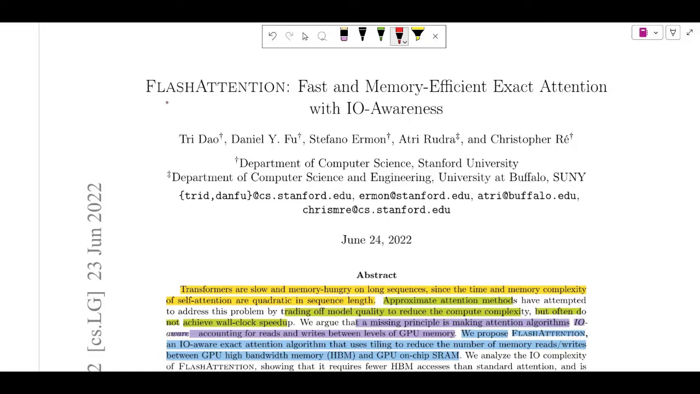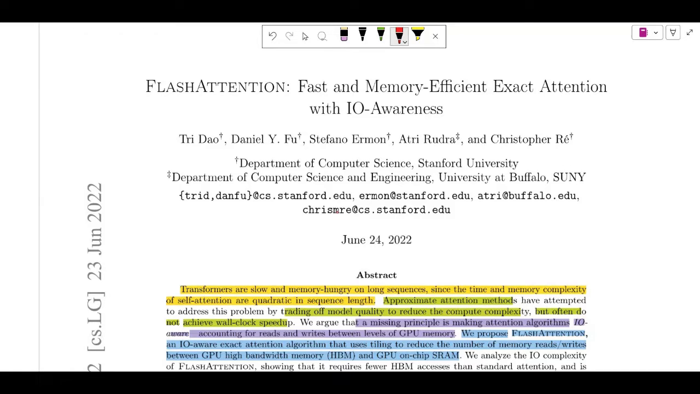Hi, so today we'll be discussing the paper Flash Attention, Fast and Memory Efficient Exact Attention with I/O Awareness by Tri Dao. So overall, what does this paper do? It is an approach to make attention faster, 2x or 3x faster.